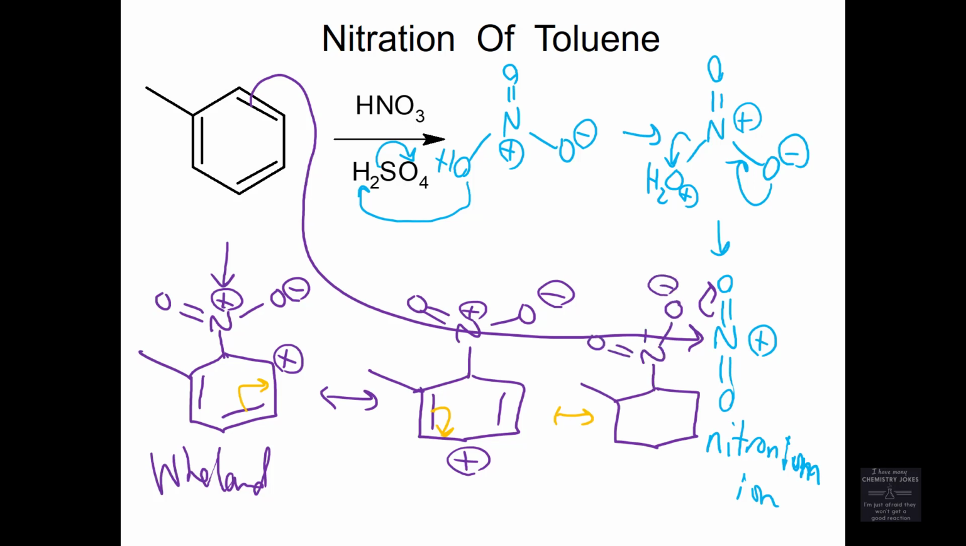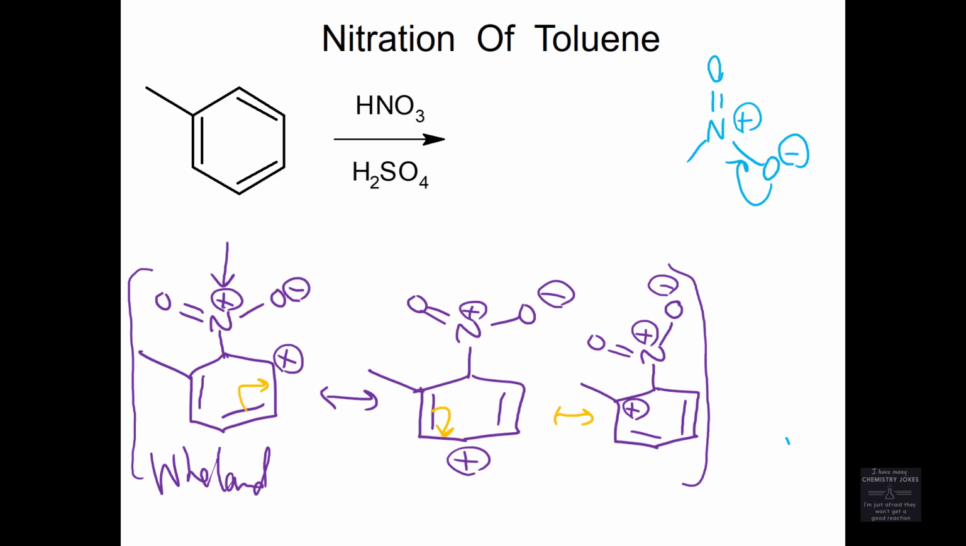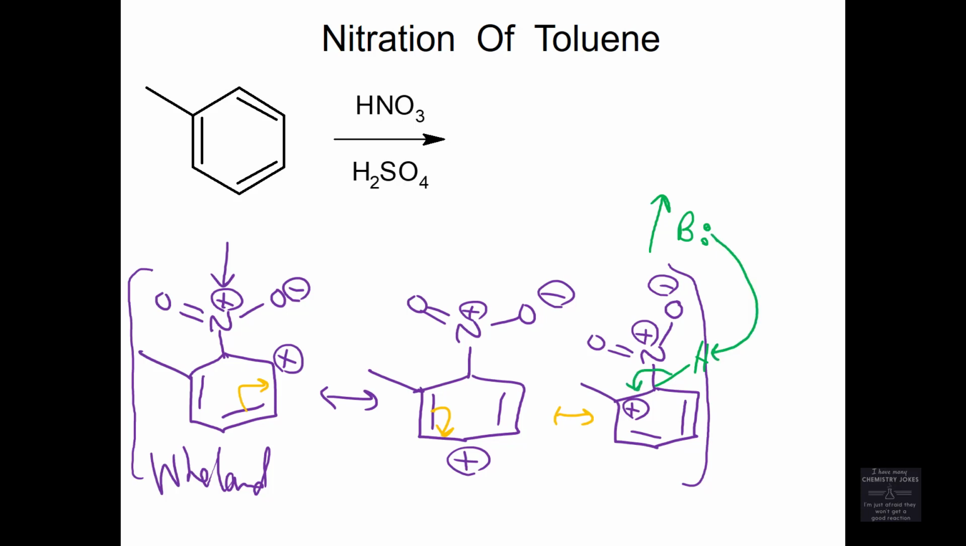But this Wheland intermediate has three resonances. Is any resonance structure any more stable than any other in this Wheland intermediate? Yes. There is a more stable Wheland resonance structure. We're not going to point out which one it is yet. But there is one that contributes more to the hybrid than any other.